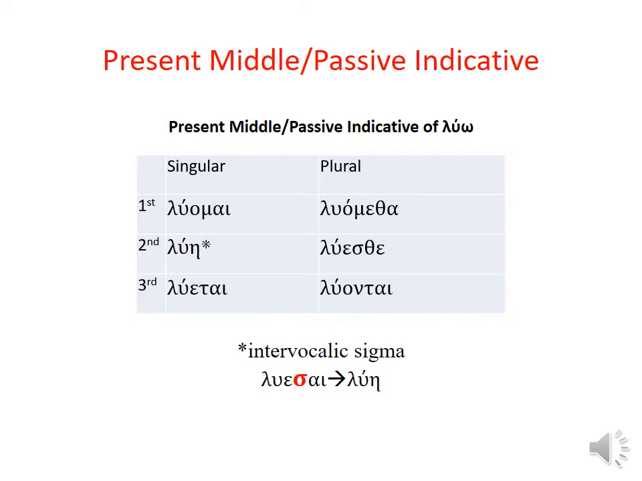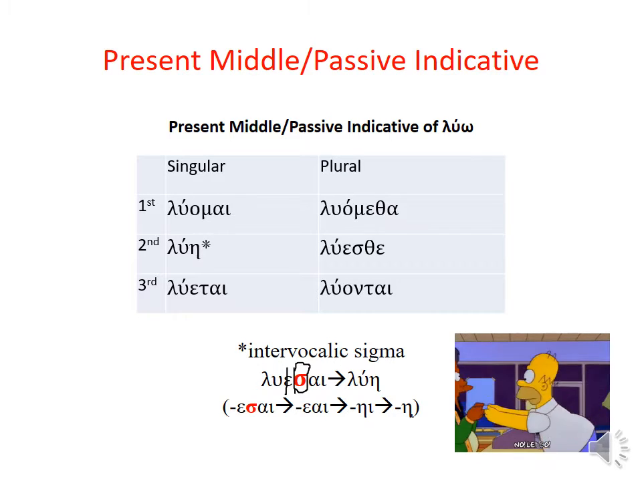What we have here is something called an intervocalic sigma. If we have our stem lu and our connecting vowel epsilon, separating the stem from the personal ending, now we have a sigma caught between two vowels. That intervocalic sigma is going to drop out, and several other changes will then occur before we get to lue. So how does this happen?